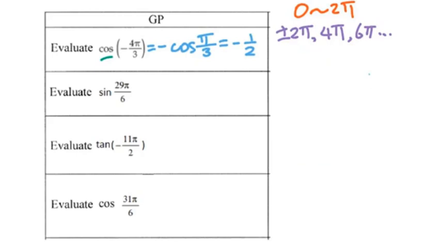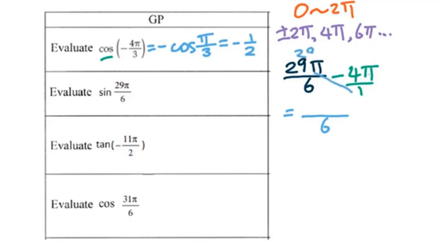Now let's go to second question. Sine 29 pi over 6. So we go to 29 pi over 6. You know 29 divided by 6 will be 4 something. That's why you will subtract 4 pi. Then over 1. You figure out denominator multiplied by is 6. Cross multiply 29 pi. Then this one is minus 24 pi. You will get the 5 pi.